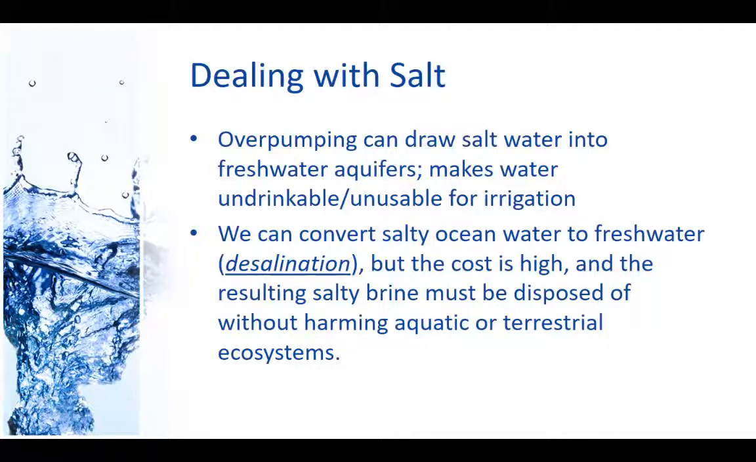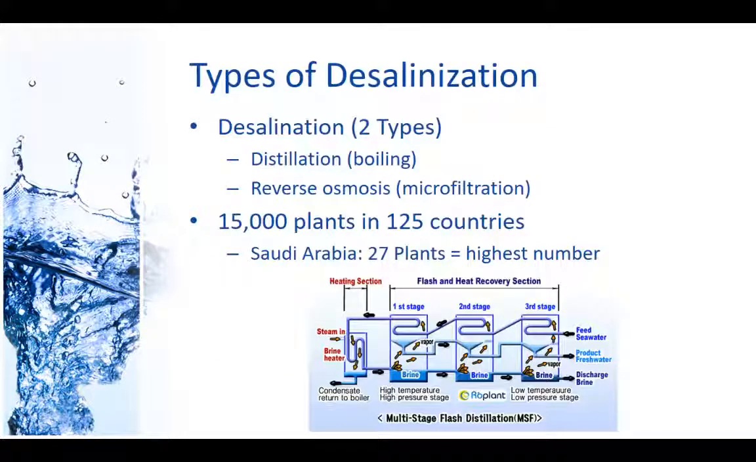Now, there are two types of desalination: what we call distillation, which is essentially boiling the water off and condensing the water vapor, or reverse osmosis, which is essentially a microfiltration. We push the water through an osmotic filter. It blocks the salt from going through the filter, and then you have fresh water on the other side. But in both cases, you're left with all of that extra salt. What do you do with it?